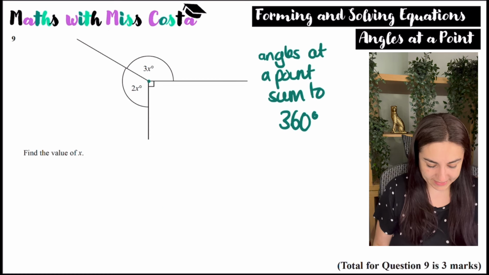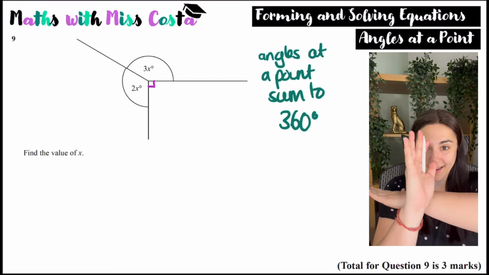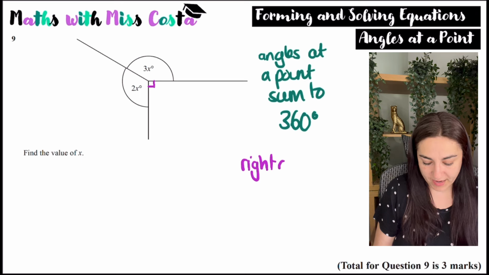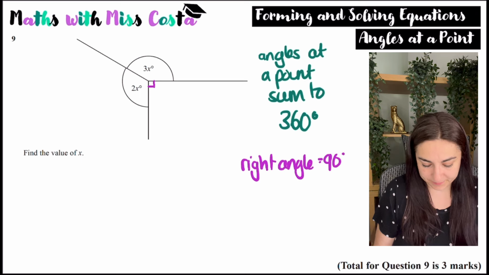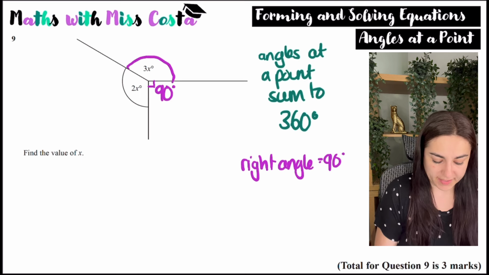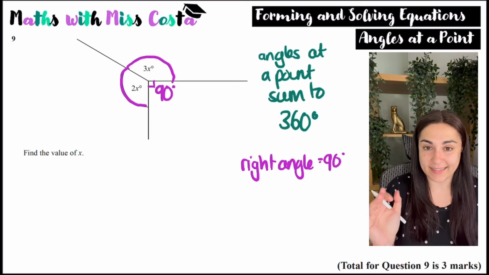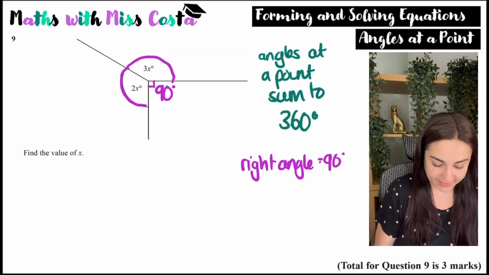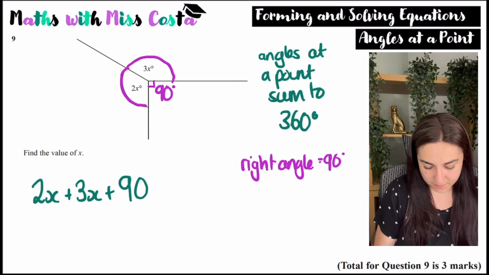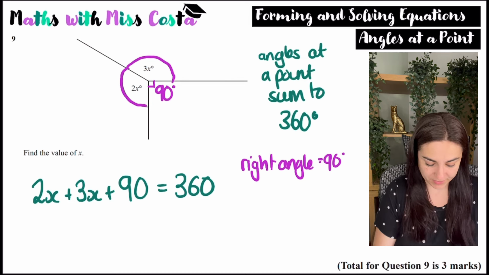Now, whenever we see this little symbol here, 2 lines that look perpendicular, which means they cross at right angles, it indicates it's a right angle. And a right angle always has a value of 90 degrees. So I know that's 90 degrees. I don't know what this is, but I know that it's 3x and I know that this is 2x. Now I know that all three of these angles need to add to 360. So I could say 2x plus 3x plus 90 must equal 360. So I'm forming an equation using the information I've been given.